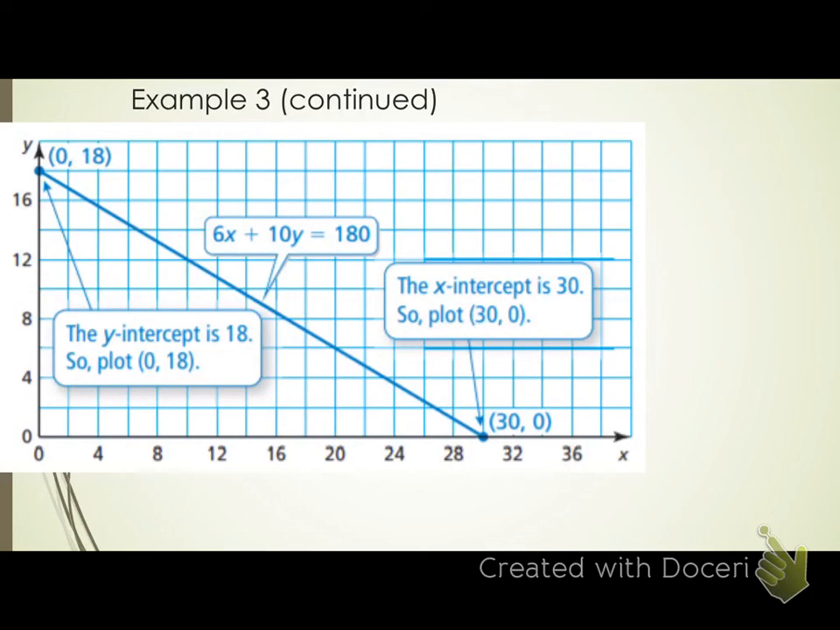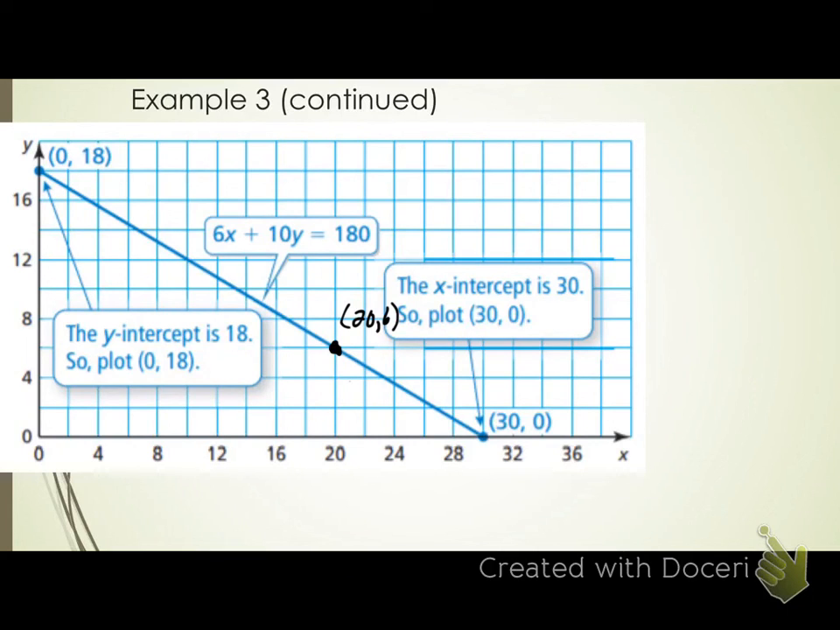20, comma, 6. 20, 6, right? That'd be right here. It's crossing that little crosshair on my graph. So I know that's 2 whole numbers. 20, 6. How many small tables can I rent? 20. And how many large? 6. And that'll give me 180 seats.